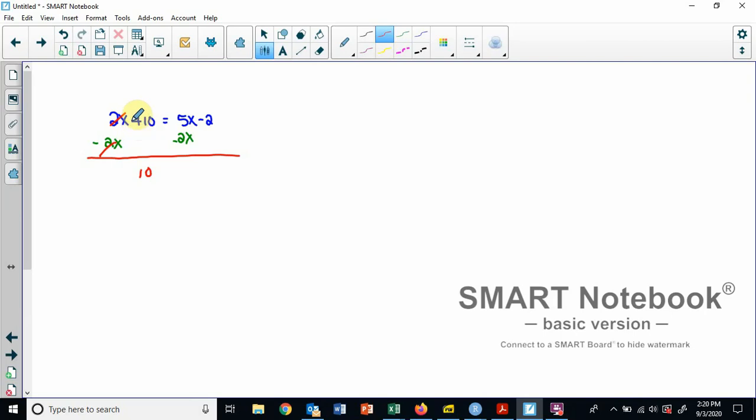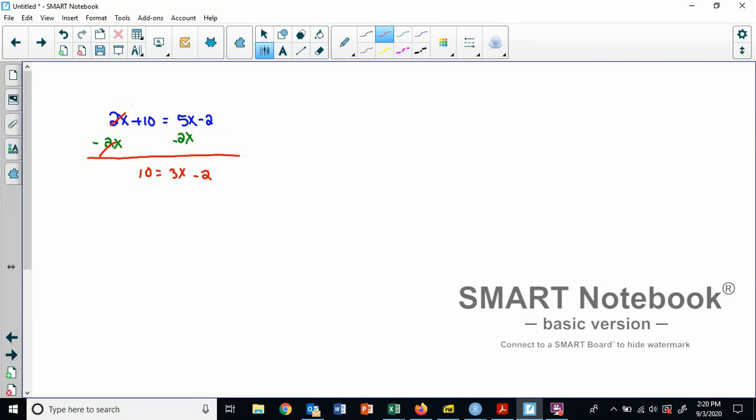Be careful not to lose the sign. If this were minus 10, I would need to carry that minus down. Since it's positive 10, I don't have to write the positive sign. Bring down the equal sign. 5x minus 2x is 3x. So if you had 5 x's and you took away 2 x's, you'd have 3 x's. And we didn't mess with this minus 2 yet.